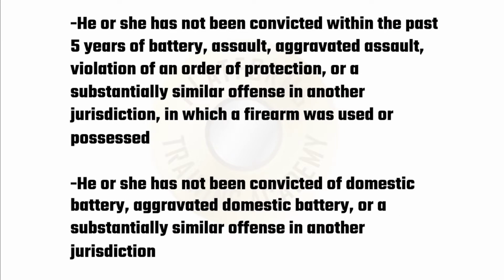You also cannot have been convicted within the past 5 years of battery, assault, aggravated assault, or any violation of an order of protection, or anything similar in any other jurisdiction, which means anywhere in the United States. This second part of this slide simply states that if you're involved in any type of domestic violence, you're not allowed to have a firearm anywhere in the U.S., so you will not be allowed to get your FOID card here in the state of Illinois.